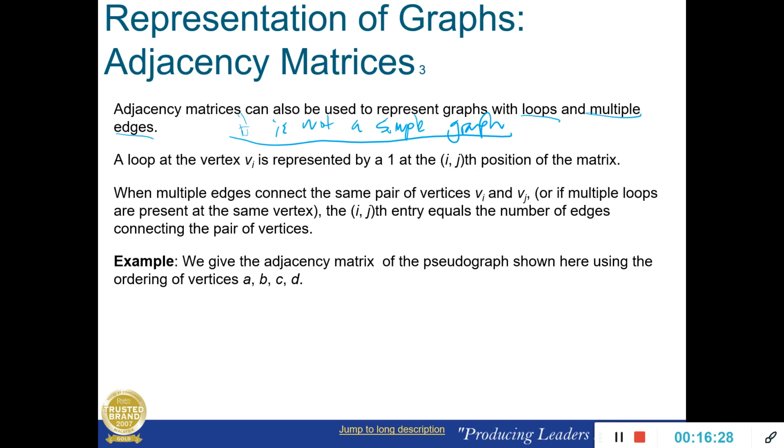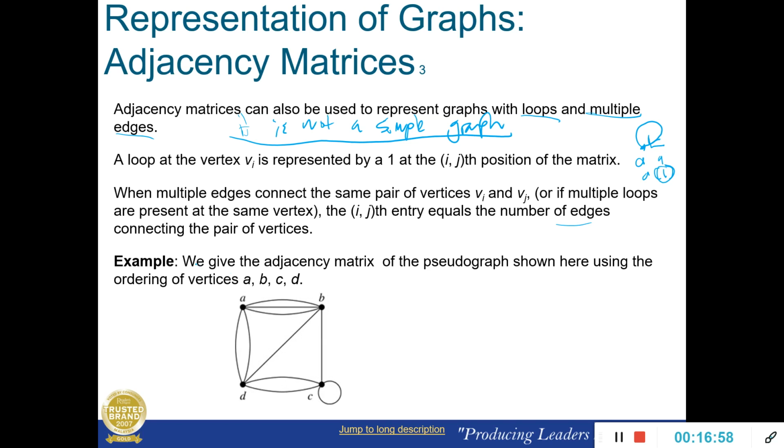So like A to A is 1. You have vertex A, and then you have a loop. So this value is 1. If you do a matrix, this is A, this is A. So the value is 1. When multiple edges connect the same pair of vertices Vi and Vj, or multiple loops are at the same vertex, the adjacency entry equals the number of edges connecting the pair of vertices.